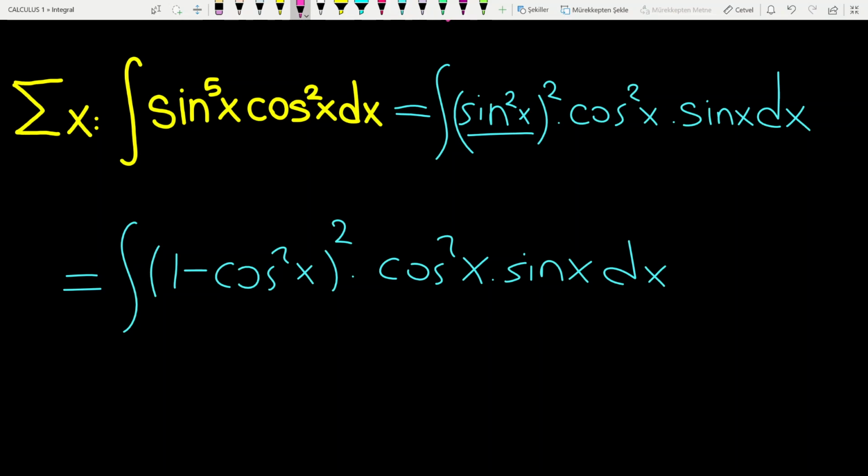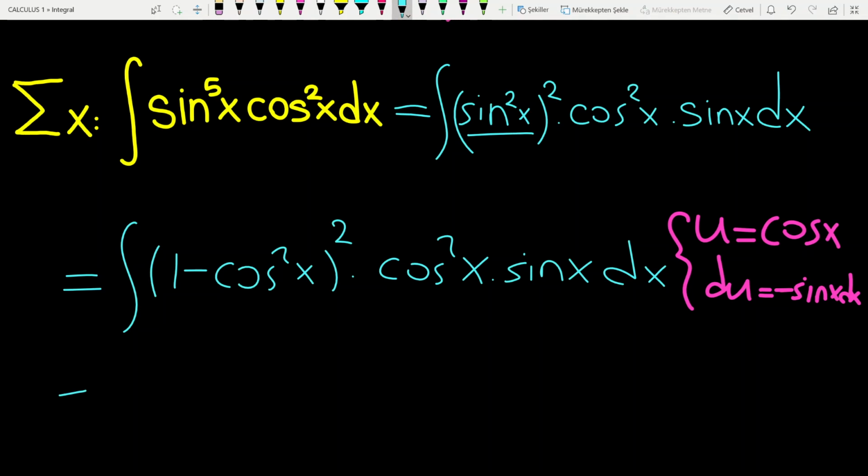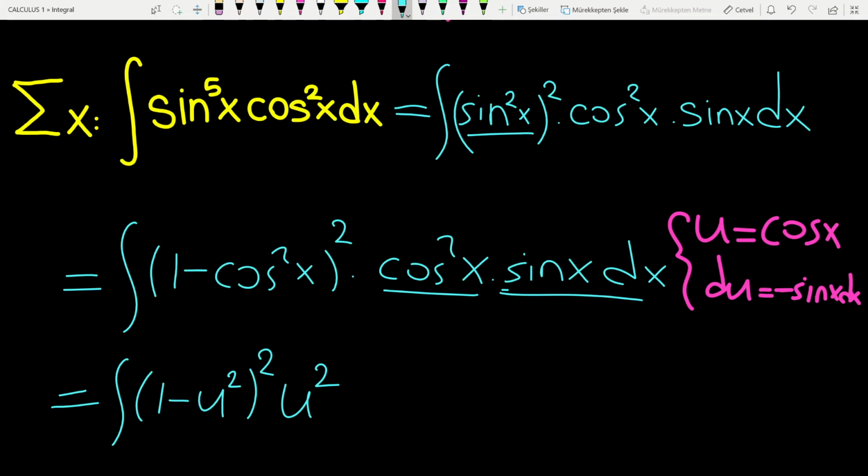Now we are ready to use the substitution rule. We say that u is equal to cosine x, and du becomes minus sine x dx. Let's use this substitution. In this case, the integral becomes, instead of 1 minus cosine square, we have 1 minus u square. Instead of cosine square, we have u square. Instead of sine x dx, we have minus du. Let me put minus in front of the integral, and we have du.